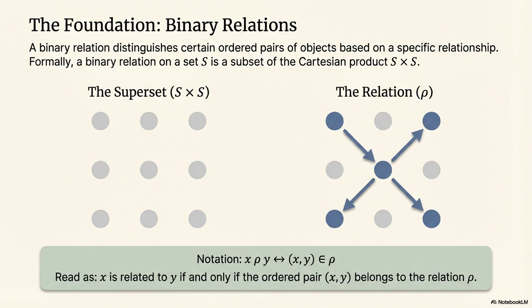On the right, only selected links are active, which defines one particular relation rho. The notation x rho y is shorthand for saying that the ordered pair x comma y belongs to rho. This matters because every specialized relation, including equivalence relations, starts from this exact setup. So the key idea here is selection. From all possible pairings in S cross S, we keep only the pairs that satisfy the rule we care about.